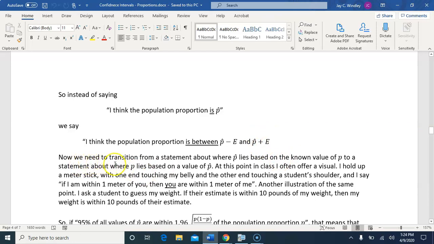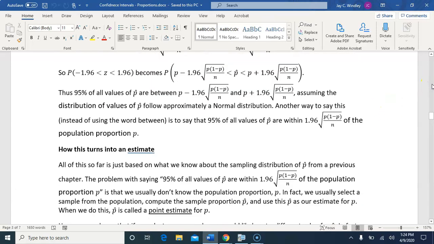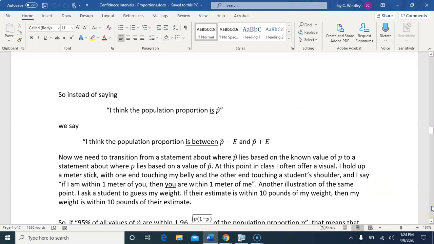So now we need to transition from a statement about where p hat lies based on a known value of p to a statement about where p lies based on a value of p hat. In other words, up here we said 95% of all values of p hat are within this far of the population p, but now we want to say where we think p is in relation to our p hat.